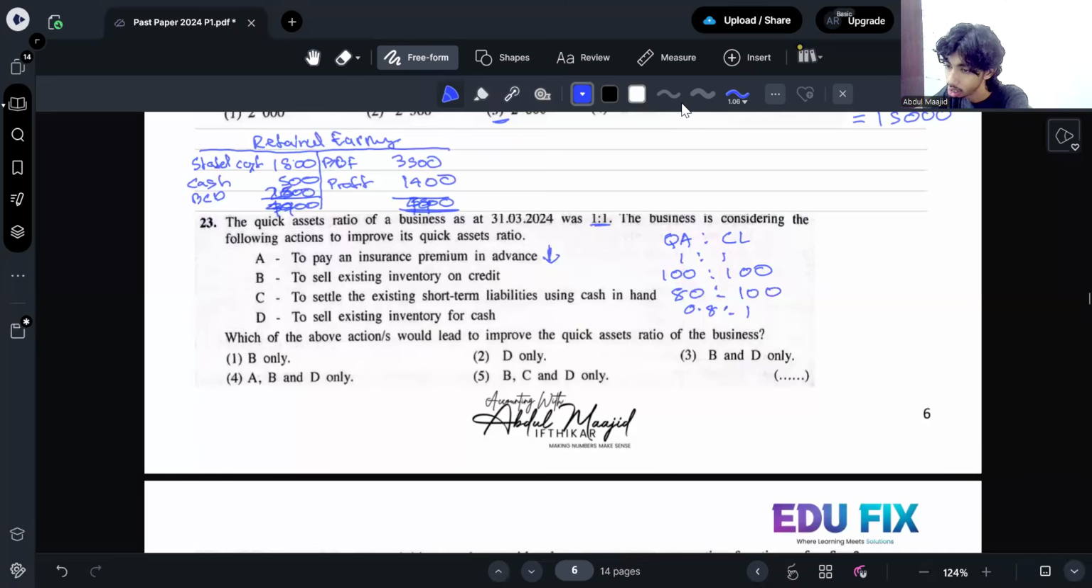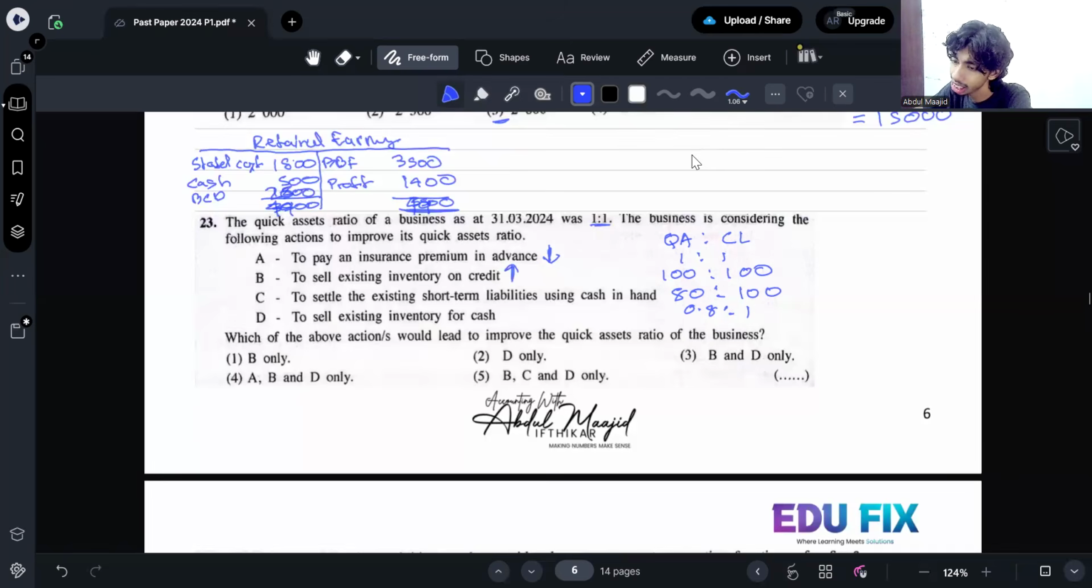Okay. B. To sell the existing inventory on credit. Our stock will reduce and our debtor will increase. Now stock is not a part of quick asset. But debtor is a part of quick asset. So if the debtor value increases, quick asset will increase. Therefore, quick ratio will increase.